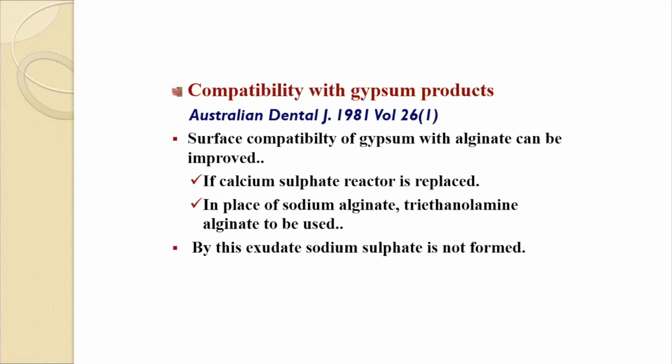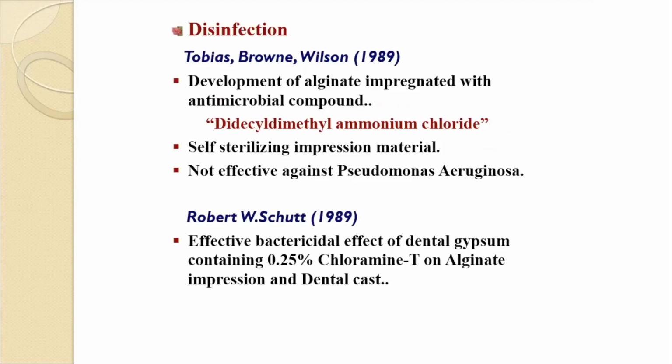So compatibility with gypsum products. This is another article which says that surface compatibility of gypsum with alginate can be improved if calcium sulfate reactor is replaced. In place of sodium alginate, triethylamine alginate could be used. By this exudate, sodium sulfate is not formed, so this helps.